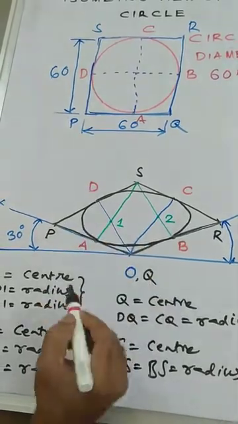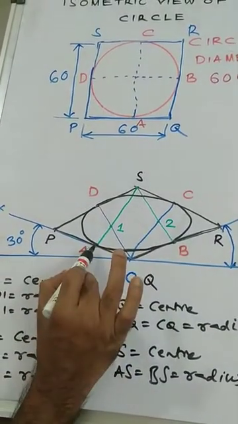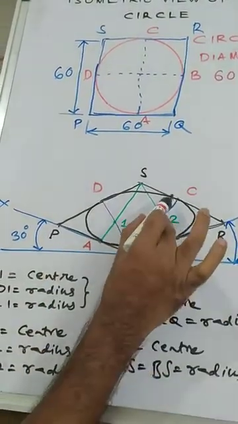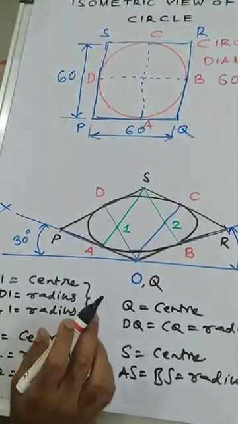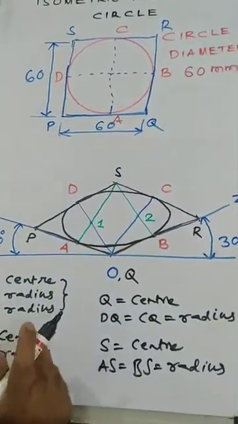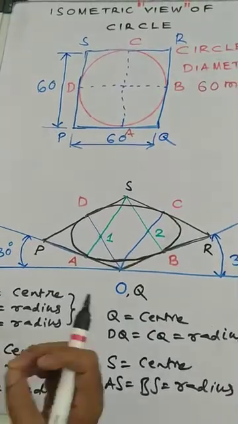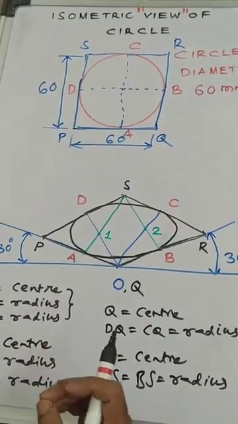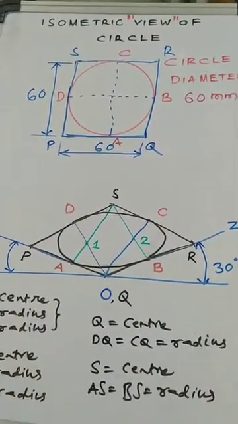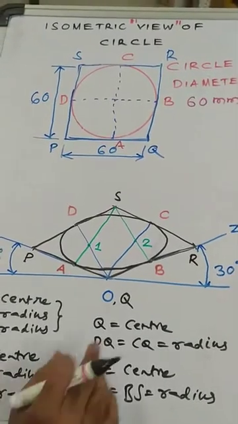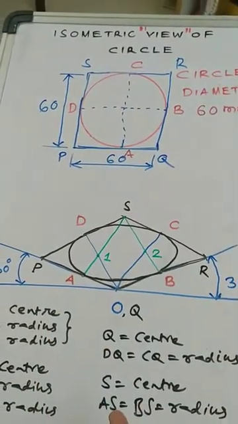Now you can observe A, B, C, D is going to be the isometric view of a circle, which is visible as an ellipse. Understood? This is going to be the top view.